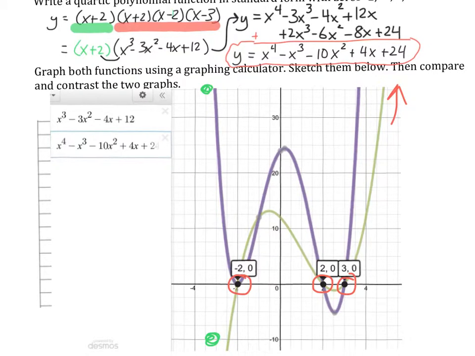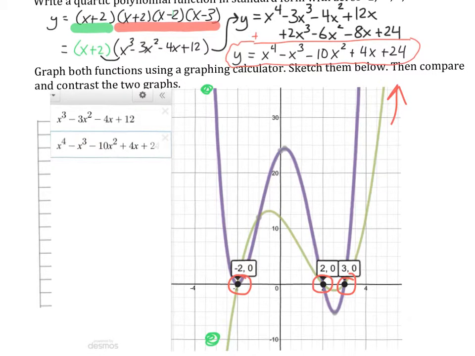And do notice, though, that the purple one does not pass through the negative 2. It bounces off the negative 2, and then passes through here, passes through here. So the green passes through, the purple bounces. But all the other ones pass through here, pass through here, pass up here, pass up here. So we're going to keep that in mind about the bounce right there.